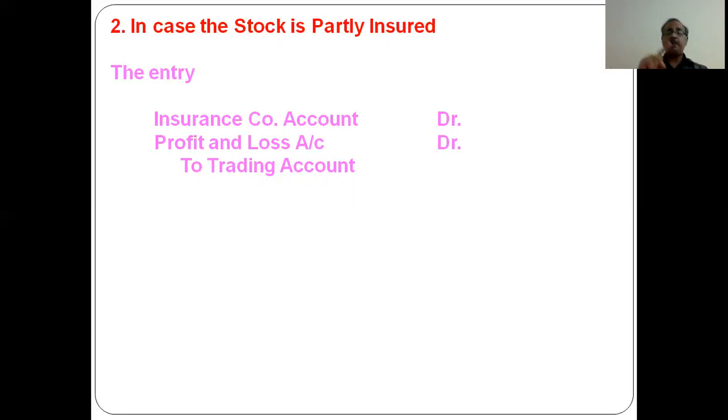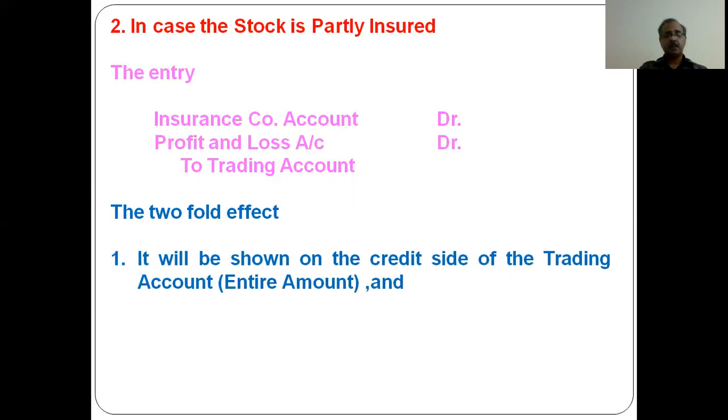Whatever amount is admitted by the insurance company will be debited. And whatever portion of the actual loss of goods is not admitted by the insurance company will be treated as our actual loss and is debited in the P&L account. And the total amount of goods destroyed will be credited in the trading account. So these are the twofold effects. The first effect is that the entire actual amount of stock destroyed by fire will be shown on the credit side of the trading account.